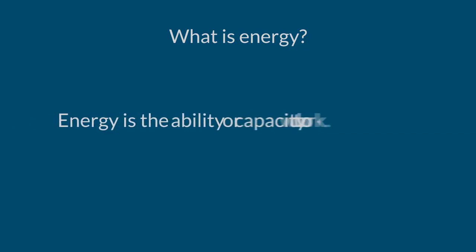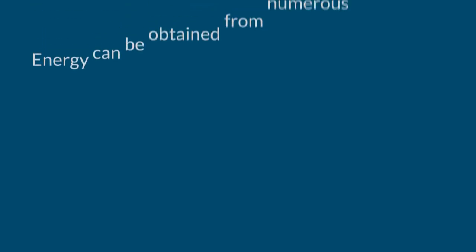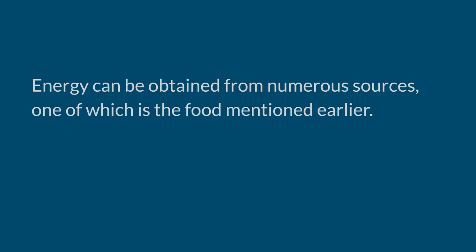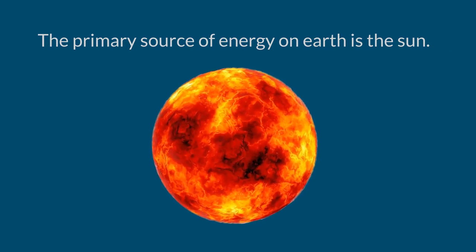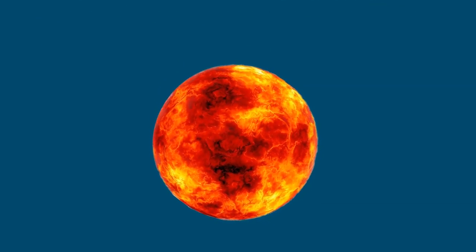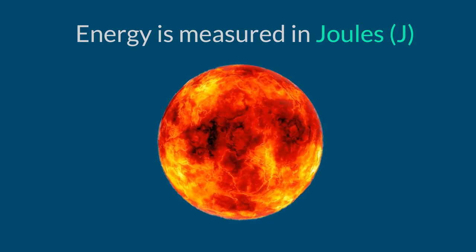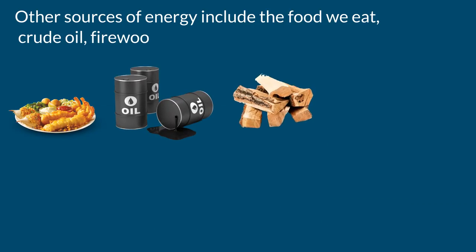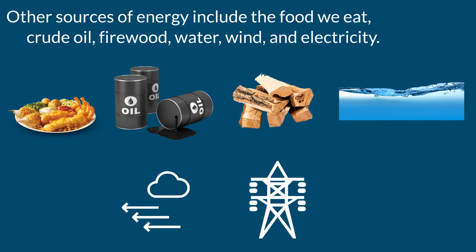Well, energy is the ability or capacity to do work. Energy can be obtained from numerous sources, one of which is the food mentioned earlier. The primary source of energy on Earth is the sun. Energy from the sun, or solar energy, is measured in joules. Other sources of energy include the food we eat, crude oil, firewood, water, wind, and electricity.